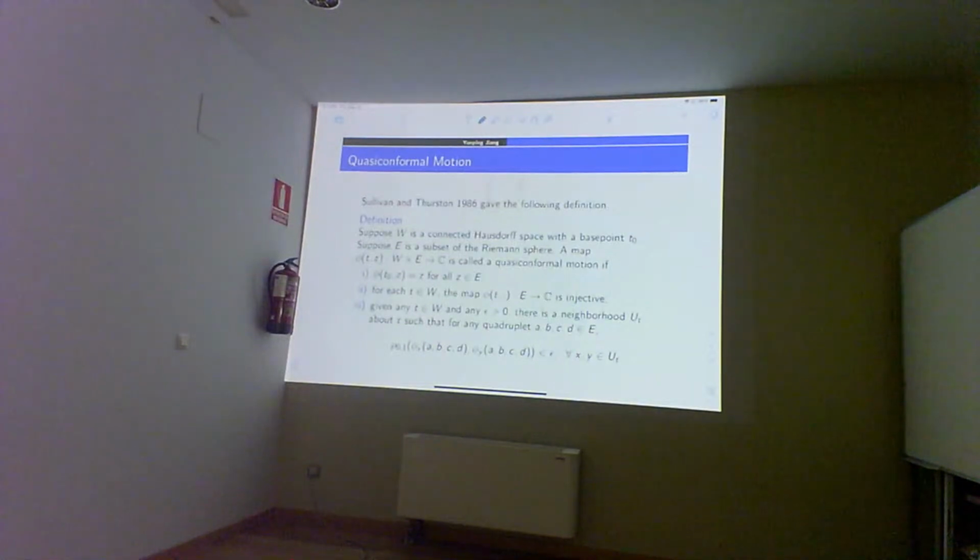So quasi-conformal motion was defined by Thurston in 1986. This paper is in the same journal as the Bers-Royden paper, Acta, 1986. At that time this topic was probably very hot, because both papers were published in the same journal. That's very rare, and they talk about exactly the same thing.